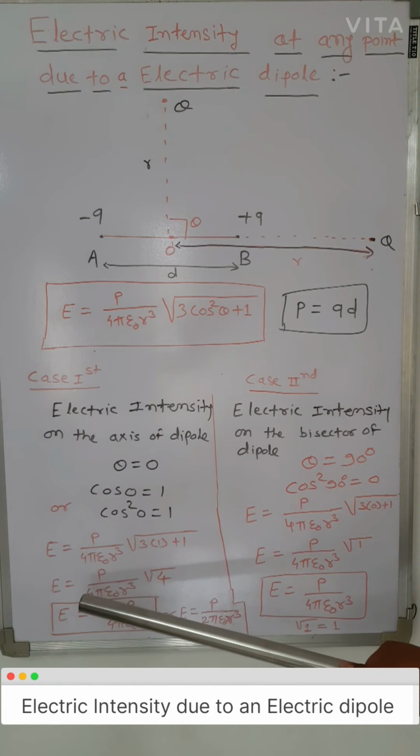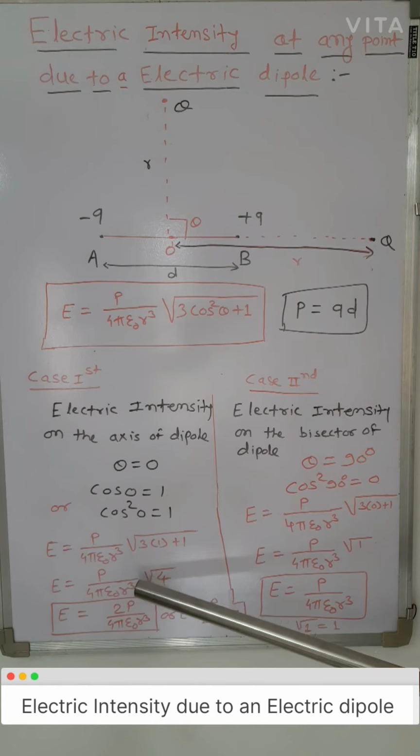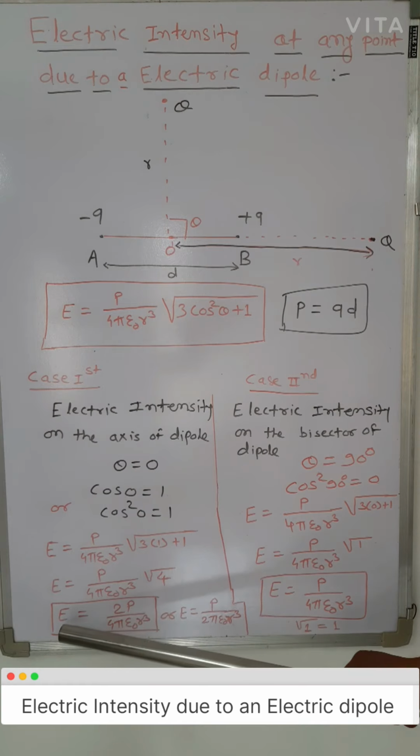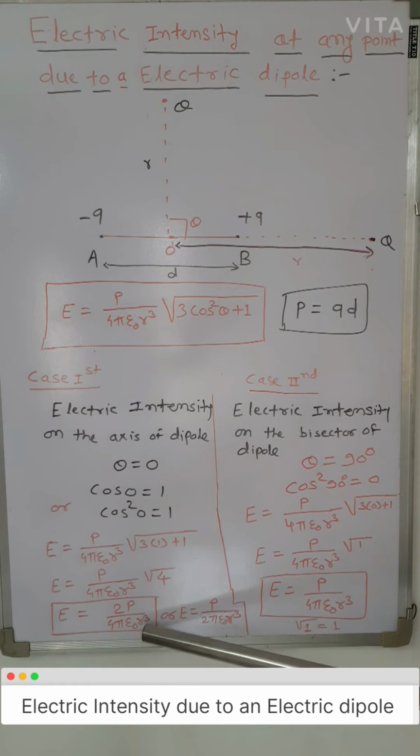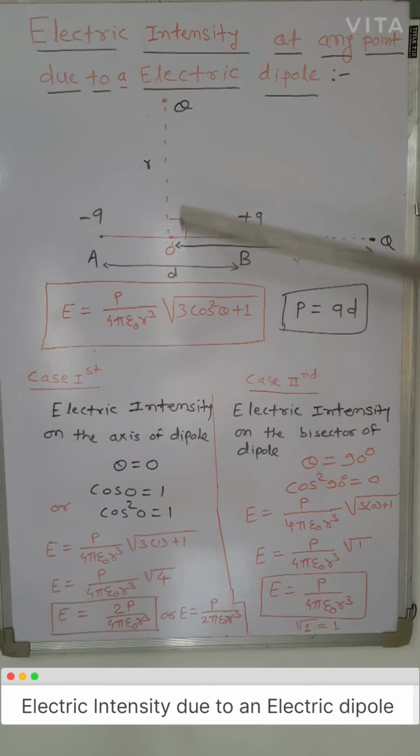So E is equal to p upon 4 pi epsilon 0 r cube multiplied by under root 4. So under root 4 is 2. So E is equal to 2p divided by 4 pi epsilon 0 r cube, or we can also write this, 2 divided by 4, as E is equal to p upon 2 pi epsilon 0 r cube.